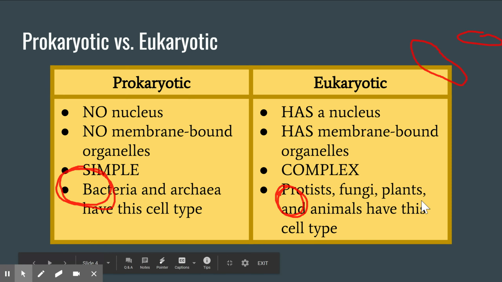So this is just re-summarizing what was just covered.